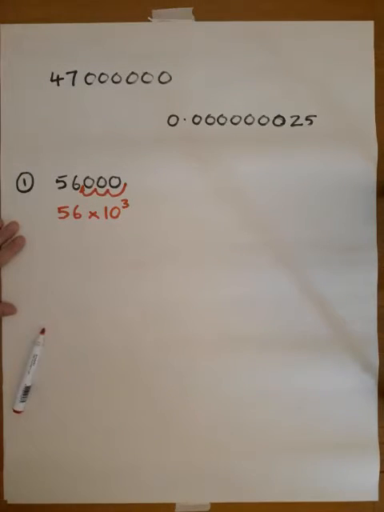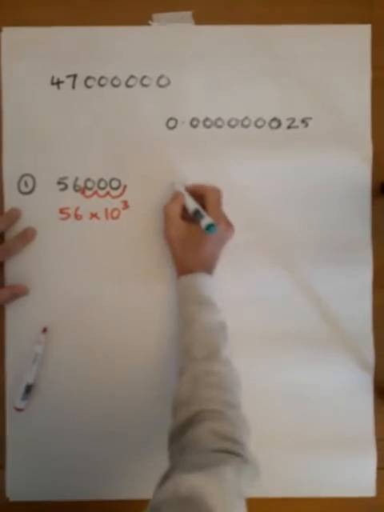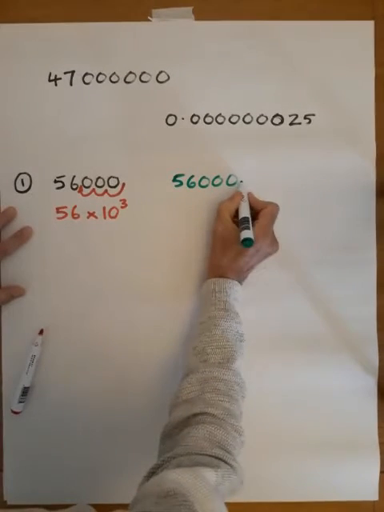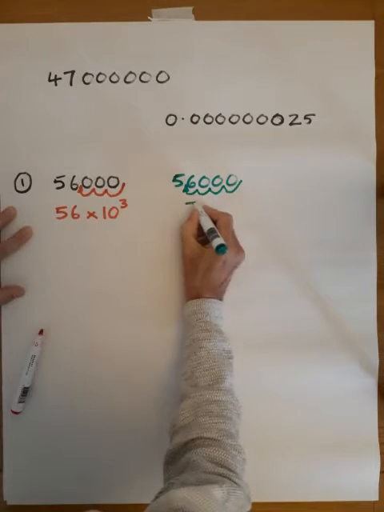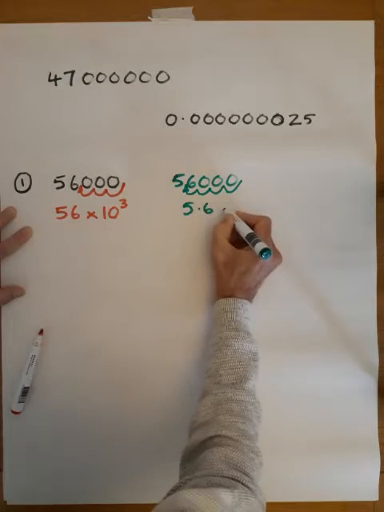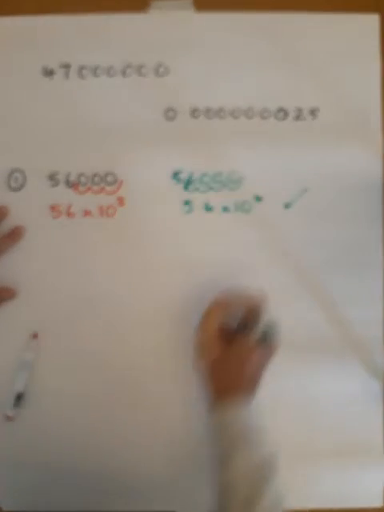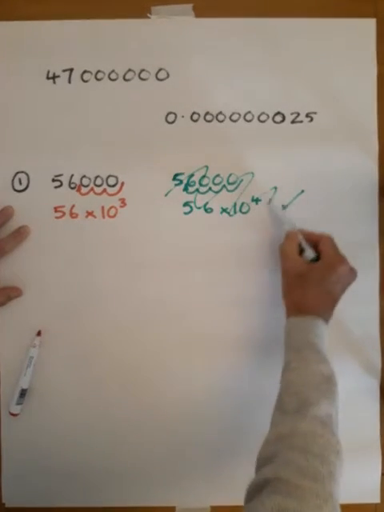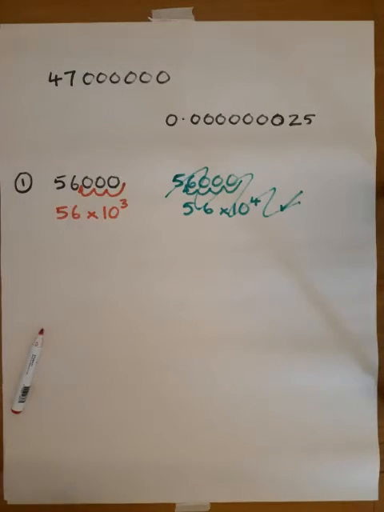Let me just jump in at this point. If we were doing true standard form, we would move the decimal point 1, 2, 3, 4, and we would have an answer of 5.6 times 10 to the 4. This is fine, but it doesn't tie in with the multiples that we use in engineering work. So we don't want to be doing this. This is the best way forward for us. Let's do another example.